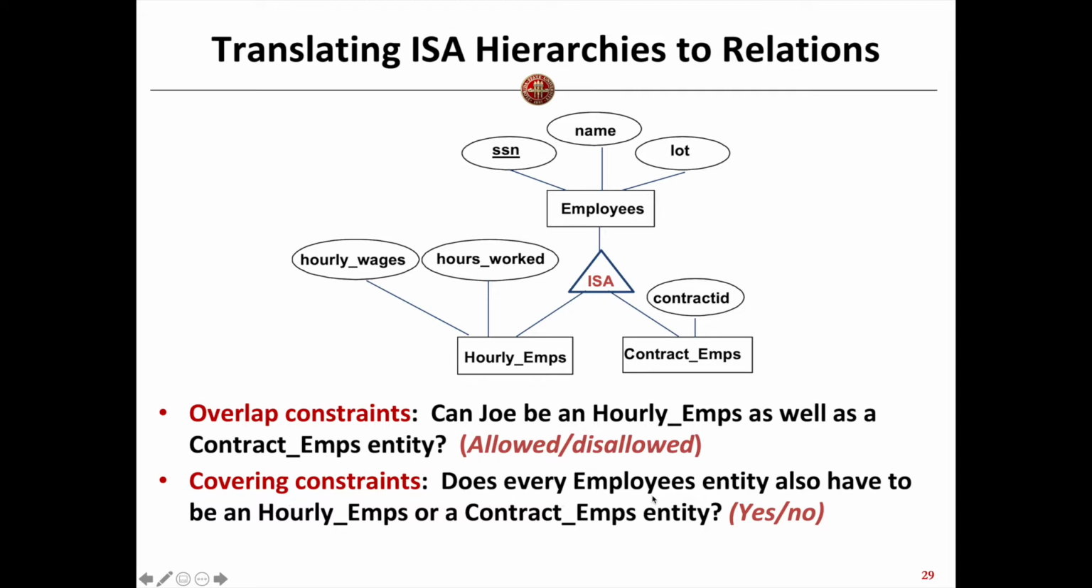And then we come to the covering constraint. Does every employee entity have to belong to either an hourly employee or a contract employee? The answer is yes, right? Because an employee should be either an hourly employee or a contract employee. Unless we have some other categories, we can add one more here, but it should belong to one of these subclasses. Therefore, the answer is yes. Every employee has to be an hourly employee or a contract employee. Okay, so once we understand these two constraints, then we can do the translation.